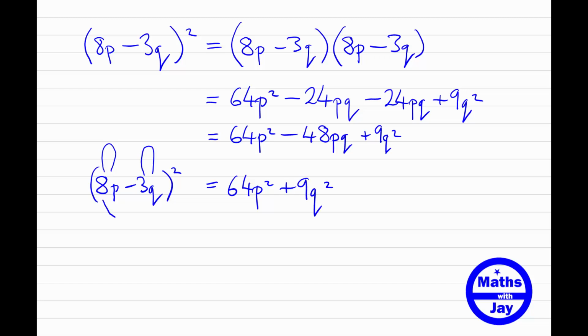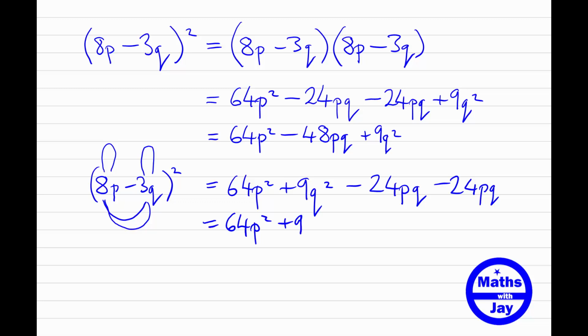And then 8p times minus 3q is minus 24pq. And then the 3q, the bunny is smiling, multiplying the 8p, so we've got another minus 24pq. So as before, we get 64p squared plus 9q squared, and again we can combine these last two into minus 48pq. So the first method really shows you really clearly what you're getting. Second method is a kind of quicker way of writing it down.